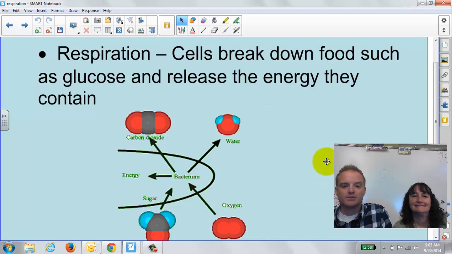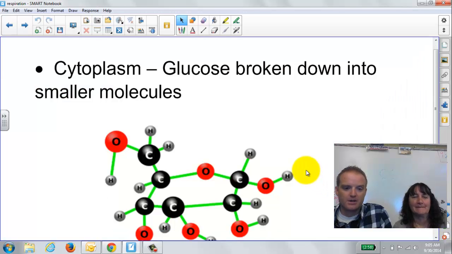So it's a cell process. It happens in the cells. It's not just me taking a breath. Right. So where does it start? It starts in the cytoplasm.